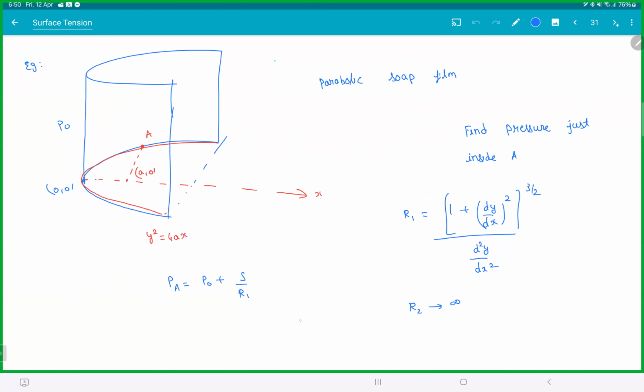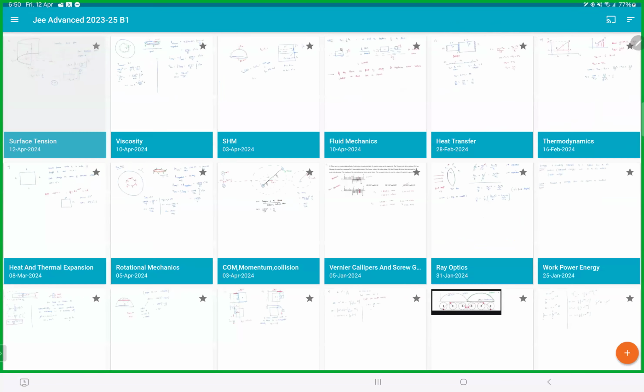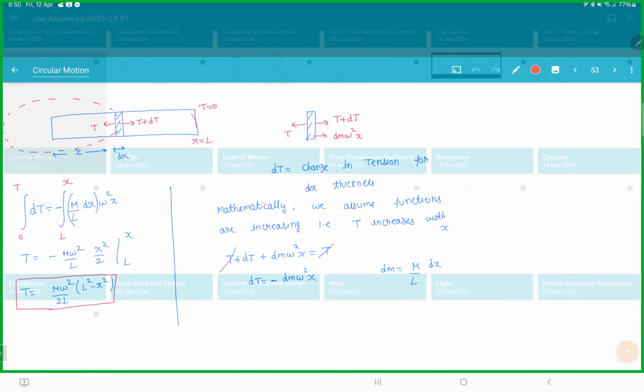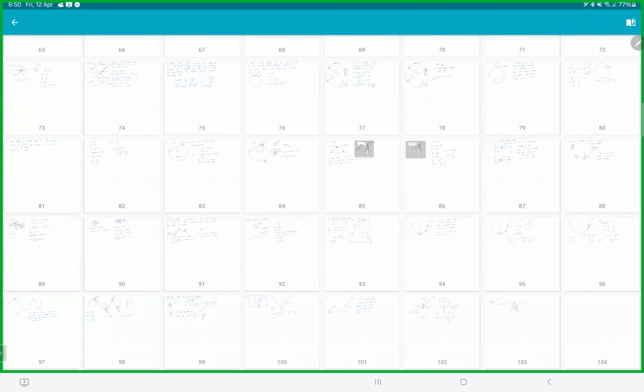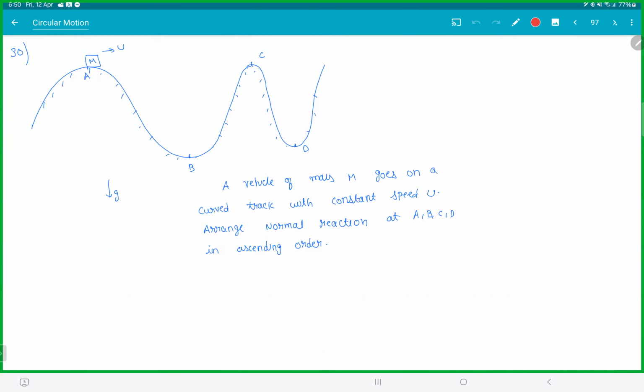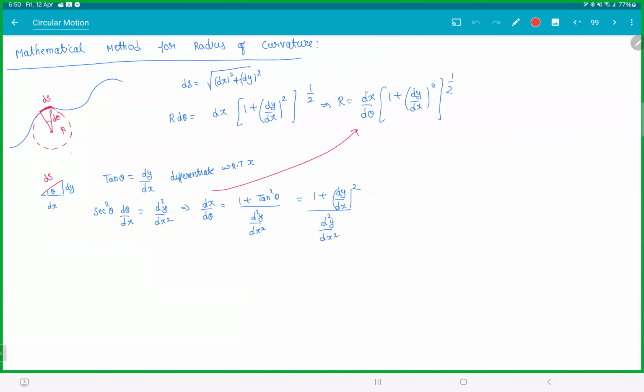Take a break. We'll catch up at 7 o'clock. We'll continue from there. Any doubt so far? Please ask me. This formula, right? You can refer to the circular motion notes in case you forgot. I derived this formula also. Radius of curvature, this is the mathematical method. Page 99.